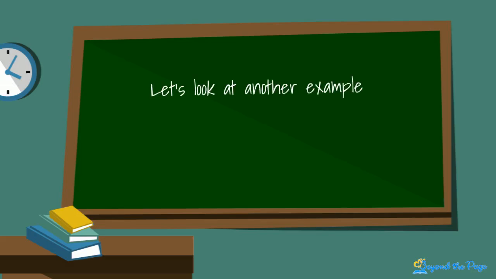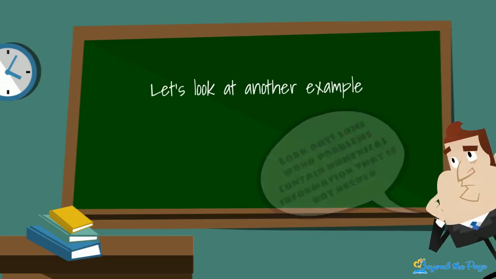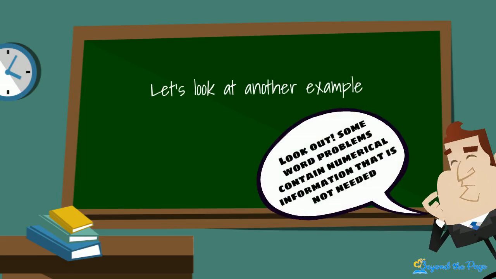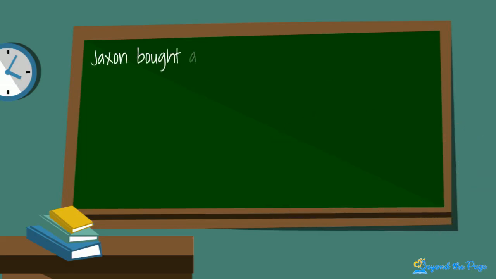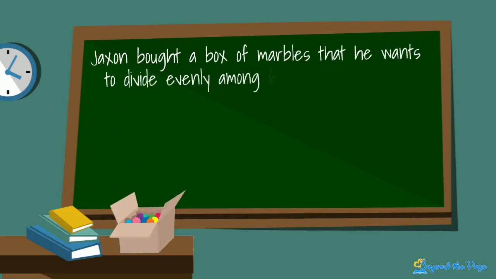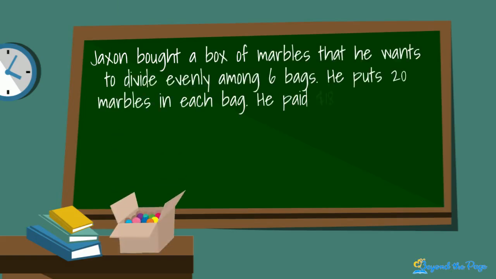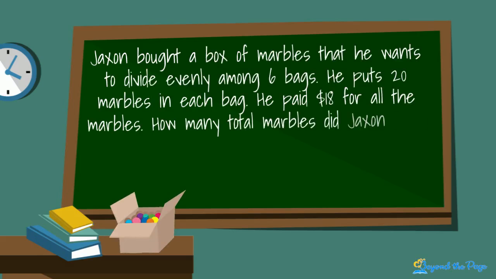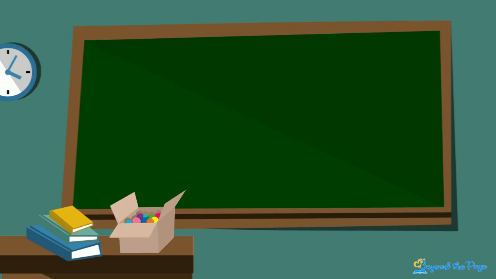Let's look at another example. This one shows that some word problems contain numerical information that is not needed for writing and solving the equation. Jackson bought a box of marbles that he wants to divide evenly among 6 bags. He puts 20 marbles in each bag. He paid $18 for all the marbles. How many total marbles did Jackson have in the box?